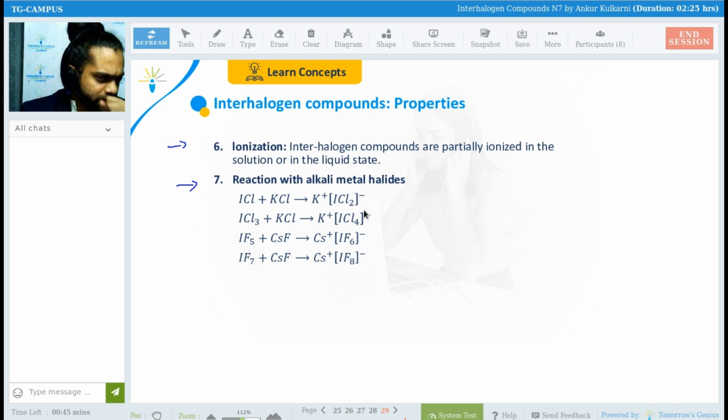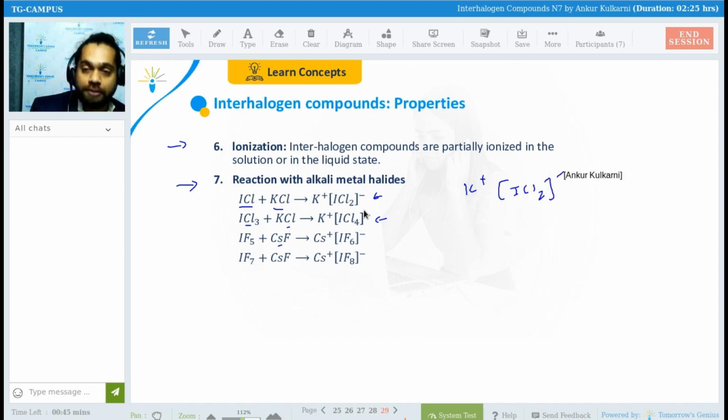For example, if I react ICl and KCl, what will happen? The Cl minus will get added. Same thing over here with ICl3. If I react with KCl, again Cl minus will get added. Same thing over here with CsF, that is cesium fluoride. What is happening? You are getting a complex form, correct? You are getting a positive K plus and ICl2 minus. Is it clear, everyone? So if you react it with metal halides, you get complex formation. You get the ions.